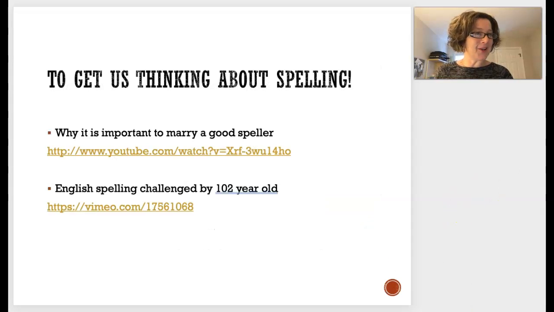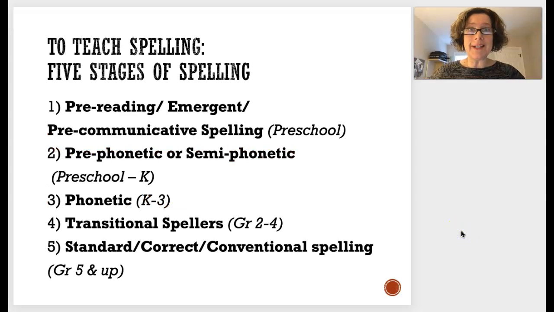So to get us going today, to think about spelling, I want you to go to these links. They're fun links. Go to them. Have a little bit of a laugh. Why it is important to marry a good speller. This is important to know. And English spelling challenge by a 102-year-old. It is amazing. It's an amazing clip. So just to get us thinking about spelling, stop me for a sec. Go and watch these two YouTube clips and then come on back. Eucalyptus, right? You need to know how to spell eucalyptus.